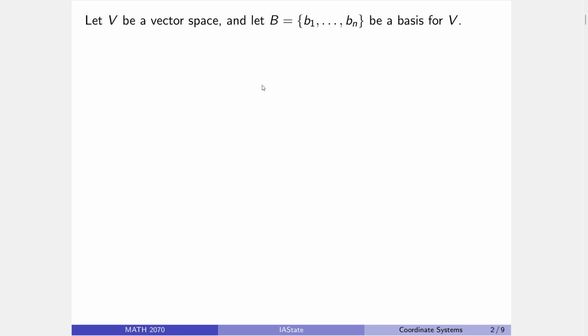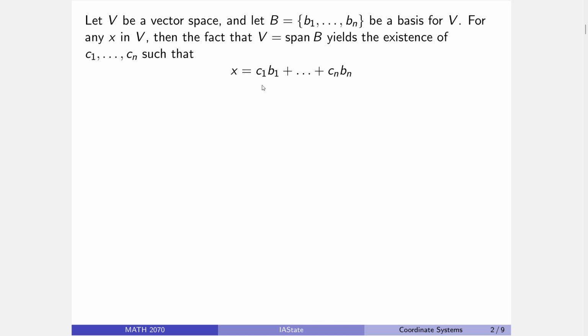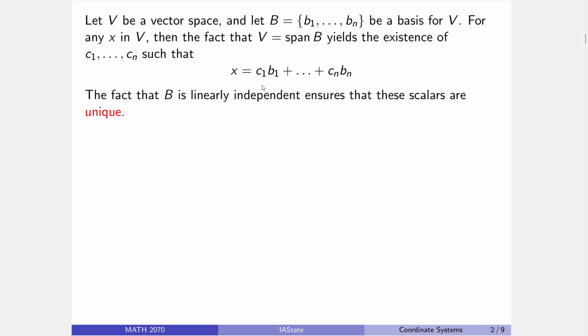So, given a vector space with a basis, b1 to bn, note that any element in your vector space is a linear combo of these elements, because that's what it means to be in the span. And a feature of linear independence is that these scalars must in fact be unique. That can be easily seen: if you have a different set of scalars, then subtract the two equations, then you have a trivial linear combination of your basis elements, and there you go.